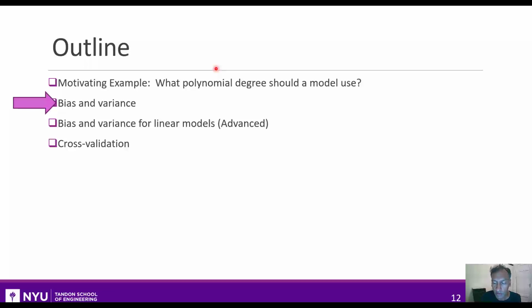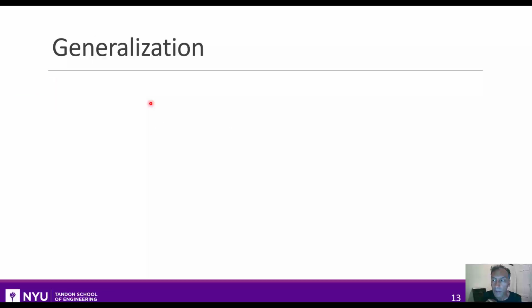In this section, I want to step back from that particular problem and try to provide a general mathematical framework to understand that in a slightly more rigorous way. And what we're going to do is introduce two very important concepts in machine learning called bias and variance. Both bias and variance are tied to a more general principle called generalization.